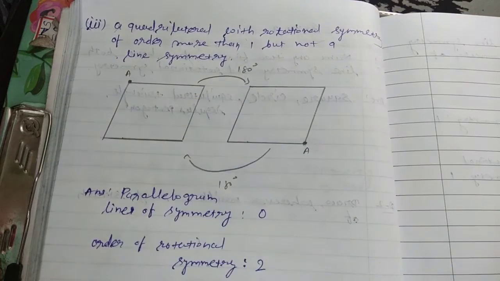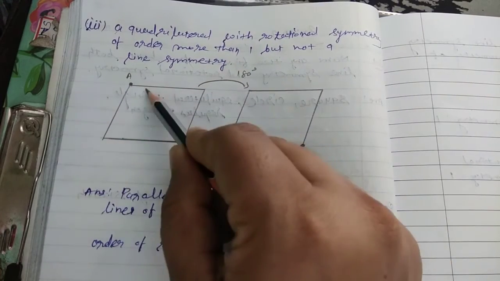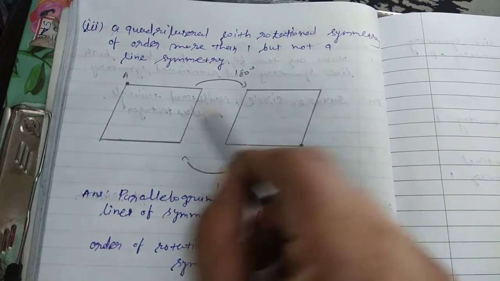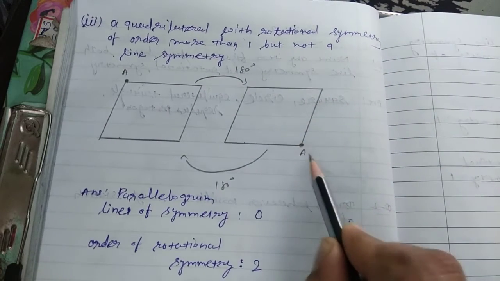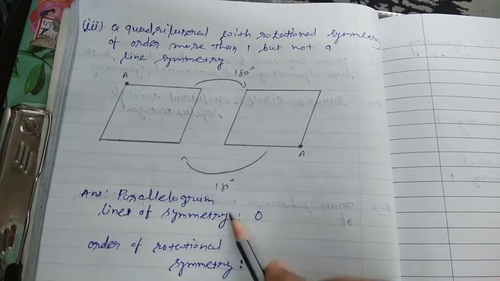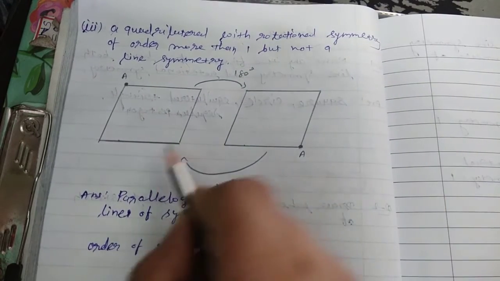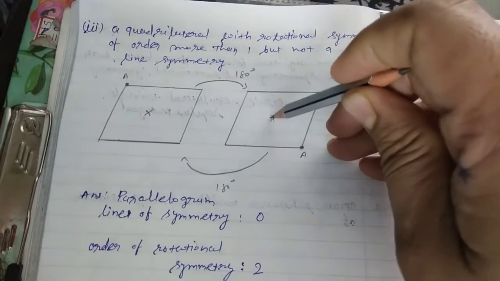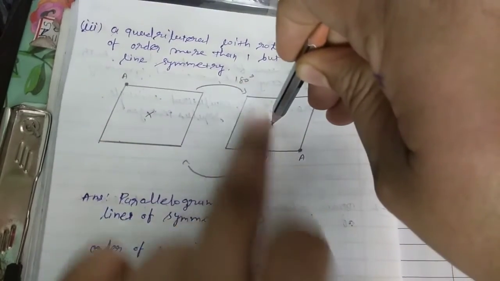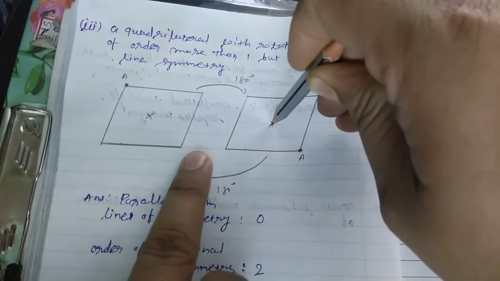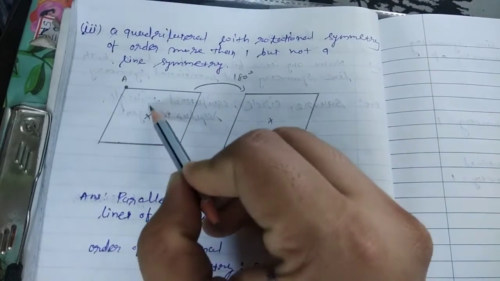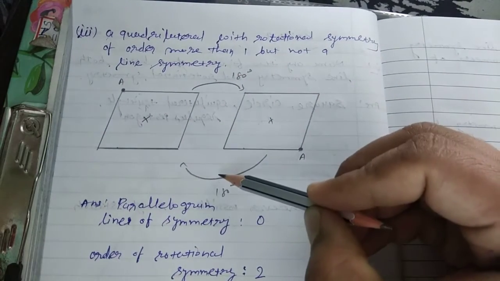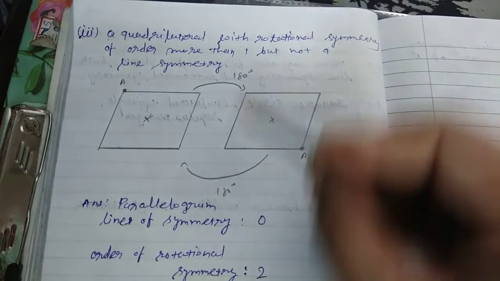Here, this is a parallelogram. We can take one point A. When we rotate this parallelogram by 180 degrees in a clockwise direction, we get this shape. A comes here and these two shapes look exactly the same. Again, we will rotate this parallelogram. This is the center of rotation, so from this center of rotation we rotate the parallelogram by 180 degrees. We get exactly the original shape. So the order of rotational symmetry is 2, that is, 2 times 180 degrees.